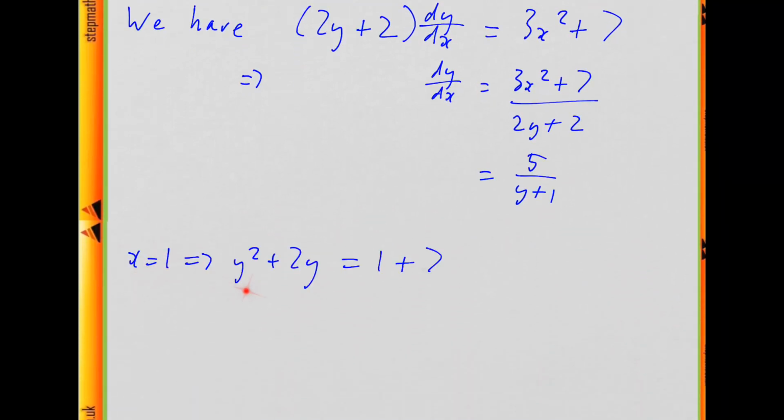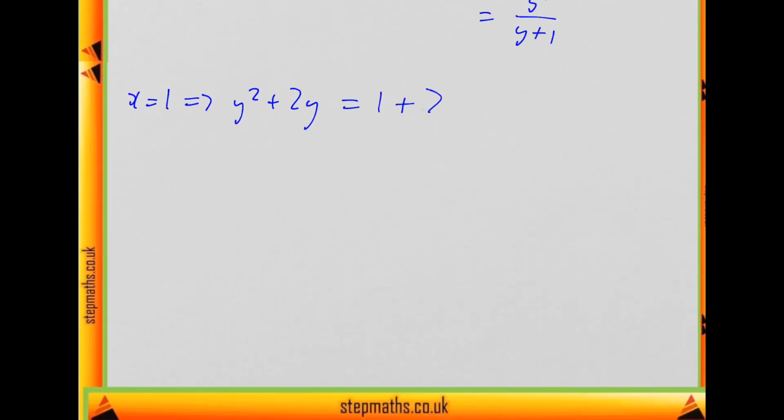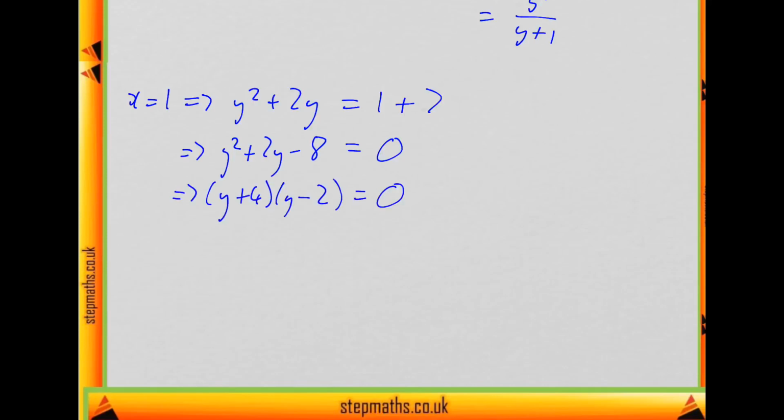So when we put in x equals 1, we have y squared plus 2y equals x cubed is now 1, and 7x is just 7. So we get y squared plus 2y equals 8, or we could bring the 8 over this side to make something we can hope to factorise. And in fact it does factorise. It factorises to y plus 4, y minus 2, equals 0. So we want y is minus 4 or 2.